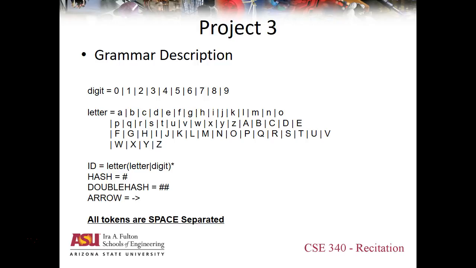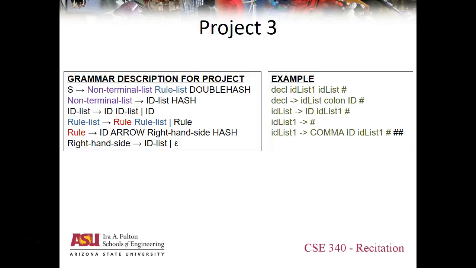And then your input files can be a whole other separate, independent thing, what they can do, can't do, all that. Hopefully that'll come across with some of the examples. So this is the full grammar description for the project. You have your S, and then you have a non-terminal list. The first line in the file is over here on the example side. This is that first line, and then you hit the hashtag.